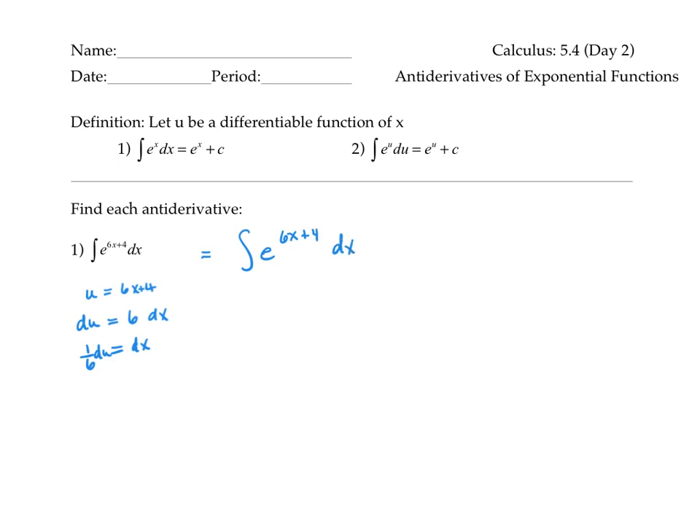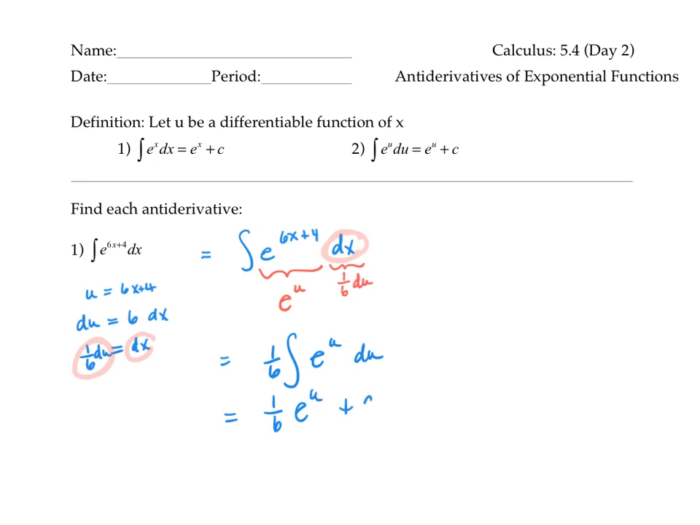Okay, so if you notice, right here we have e to the 6x plus 4, and that will be rewritten as e to the u. And then we have dx right here, and dx is going to be replaced by 1/6 du. So our integral will become 1/6, can go out in front, of e to the u du. When we take that antiderivative, we'll have 1/6 of e to the u plus c.